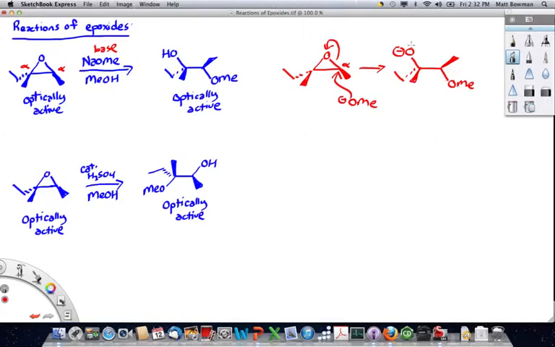Then a quick proton transfer from the solvent, and you get your final product. Now the epoxide that we started out with is chiral. It's also optically active. That means the product that we end up with, since it doesn't become achiral during any of the process, retains its optical activity.